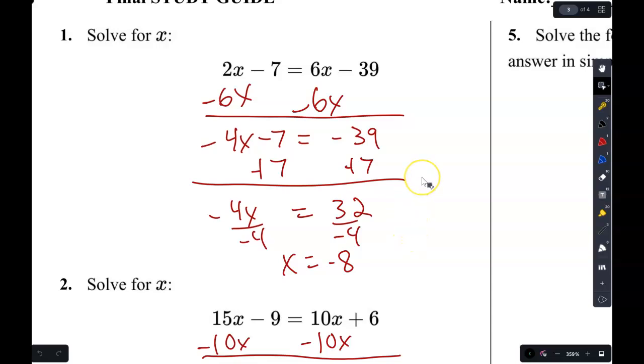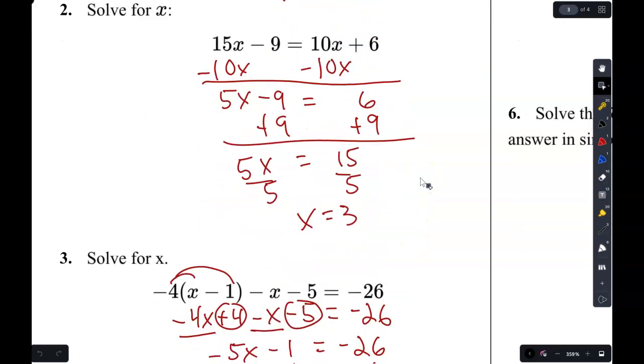Let's take a look at one that's similar to that. So again, we're going to move the letters to the left, subtract 10x on both sides. We got 15x minus 10x. That's going to give us 5x. Bring down the negative 9. This cancels out to 0. Bring down the positive 6.